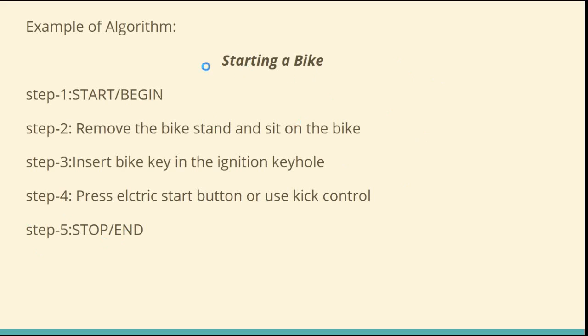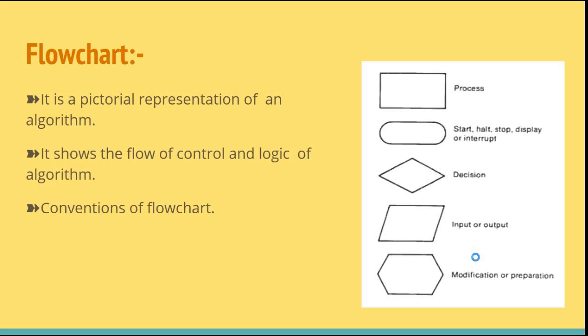So this is a simple algorithm for starting a bike. So how it is written, observe carefully. A name is given and after that the sequential steps are written. Very simple. The next concept which we are going to study are nothing but the flowcharts. Flowchart is nothing but a pictorial or a diagrammatic representation of an algorithm. So flowchart actually shows the flow of control and logic of the algorithm.